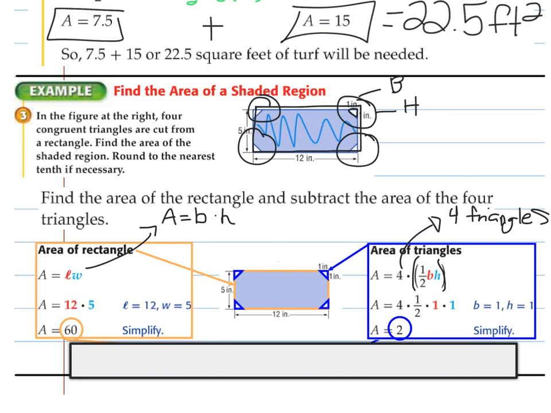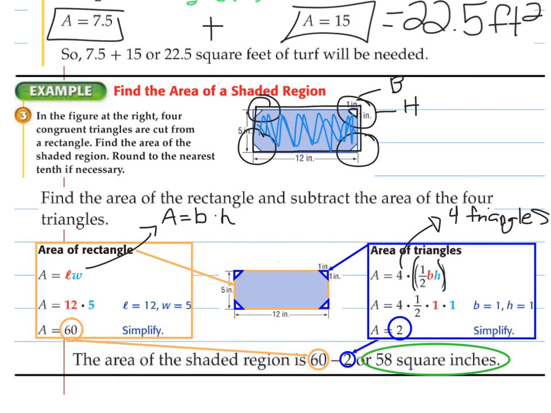So in order to find the area of just this blue area, this blue shaded region, we are going to subtract those 2 numbers. So the area of the shaded region is 60 minus 2, or 58 square inches.